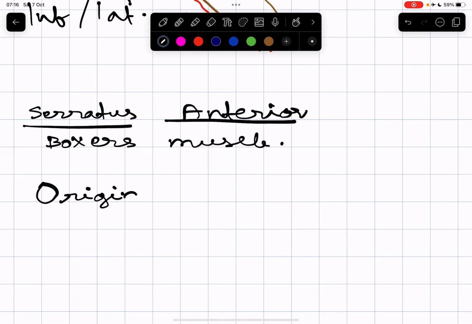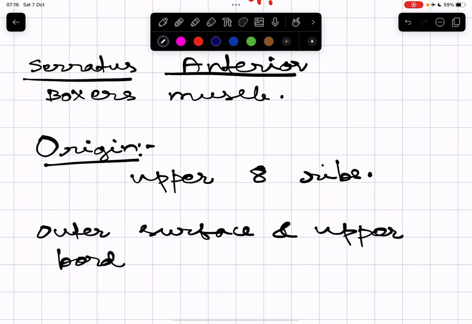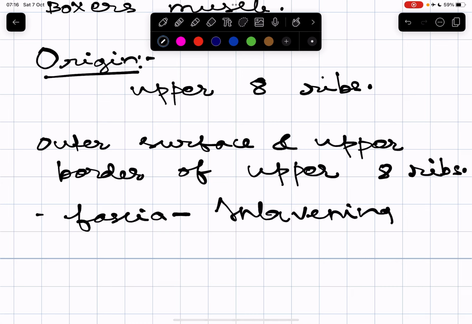So its origin is from the upper 8 ribs. That is basically from the outer surface and upper border of the upper 8 ribs. That's the origin. It also takes origin from the fascia that covers the intervening intercostal muscles. That's the origin of serratus anterior muscle.